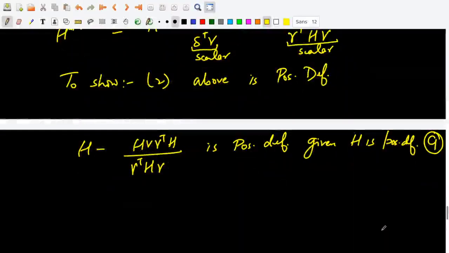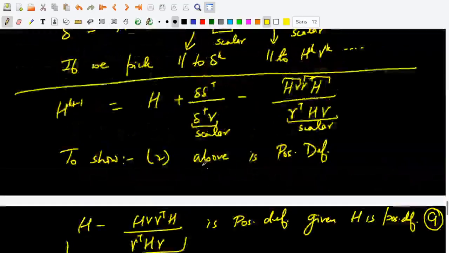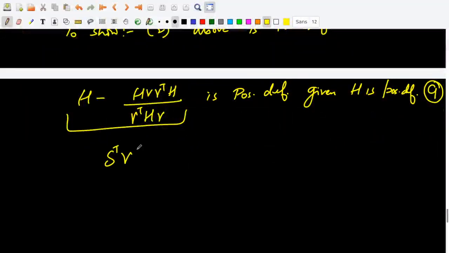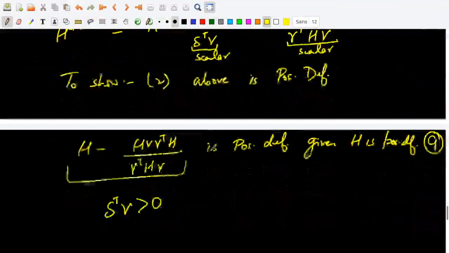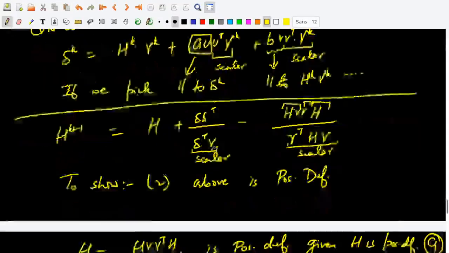Okay, and this is not too difficult. This is already shown in the book as a theorem. We will not go into the steps of this theorem, but you can try to verify it yourself. And if this term is positive definite, in addition we have another term here, so this delta transpose gamma has to be more than 0 because of the way we are searching. This is the change in x's, this is the change in the gradients. So that's it about this H.